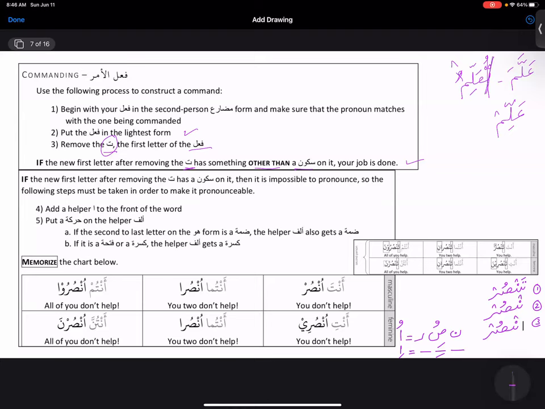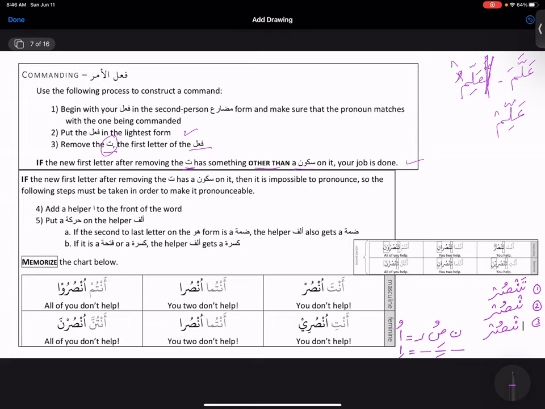Okay, yes, so Alim, right? What is next? Alim. Yes. So we can read it. So that means our job is done. Our amr is ready. Okay, perfect. Very easy. Alim.